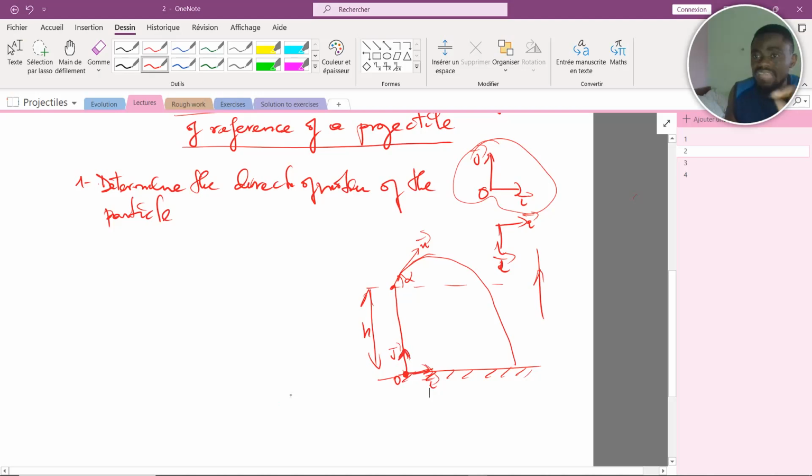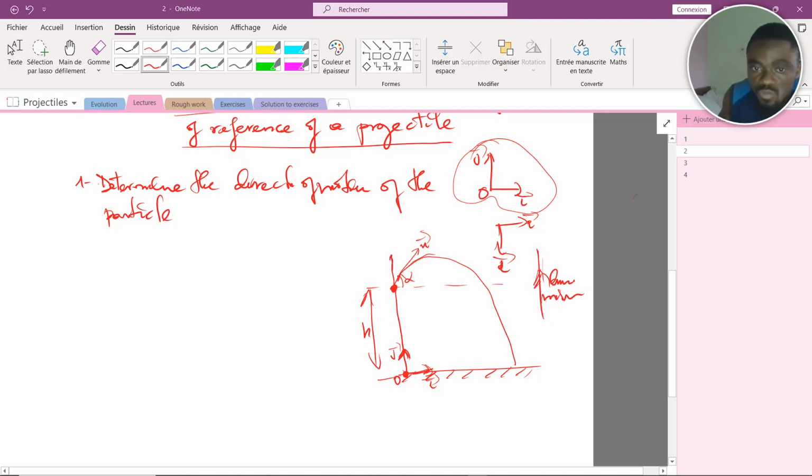Now, let's say in the exercise, it is instead said, take as origin of reference the point where the particle is being projected. You know that it was projected vertically upward. You precise your direction of motion, and from there, you come at this point. They said take as origin of reference the point where the particle is being projected. You come here, the particle is going, so the motion is upward.